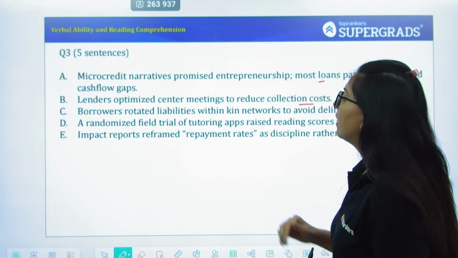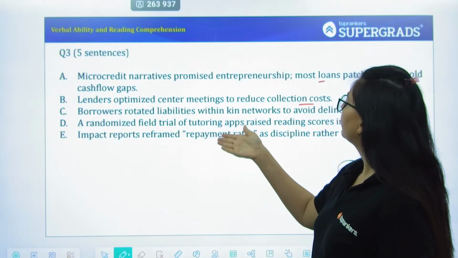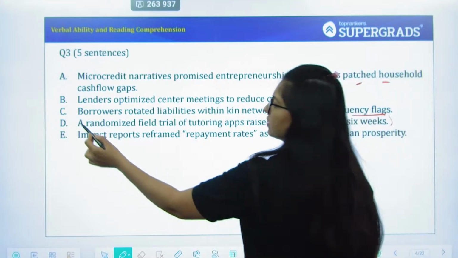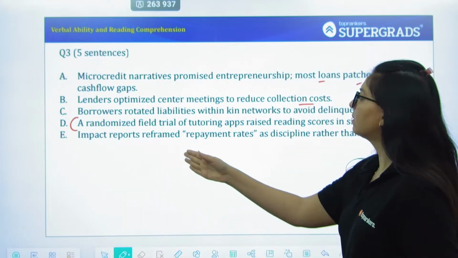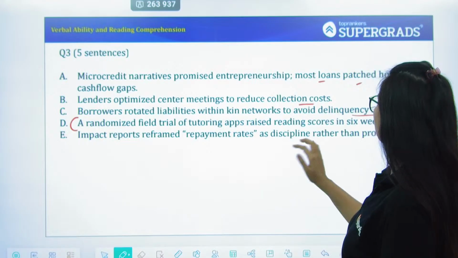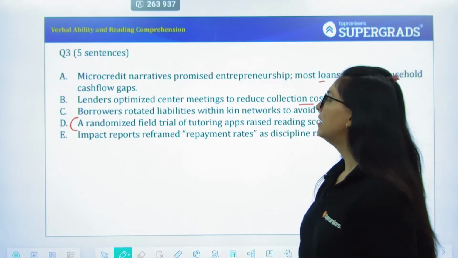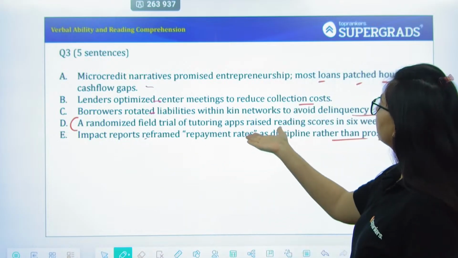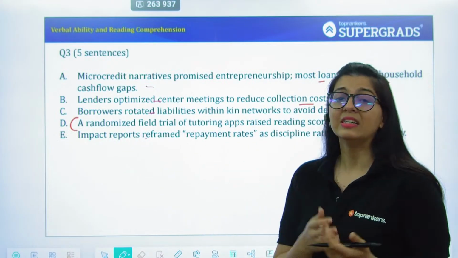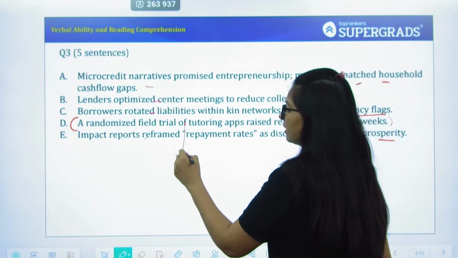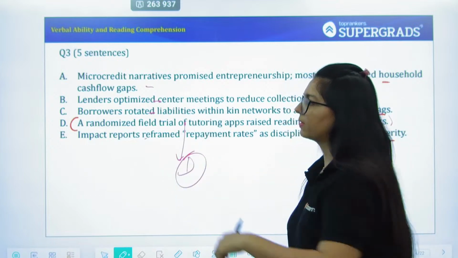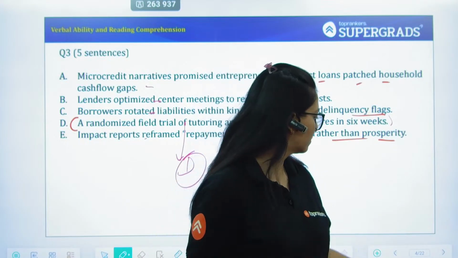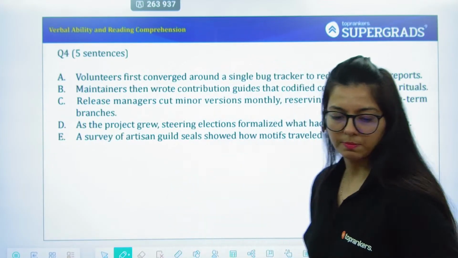A randomized field trial of tutoring apps raised reading scores. Now, this does not speak about cash flow whatsoever. Impacted reports reframed repayment rates as discipline rather than prosperity. So about cash, about cash, about cash, and about cash. But this clearly is about the tutoring app, how it raised the reading score. You know that this will have to be an odd sentence because it doesn't speak in the same context as what the other statements do speak about. The next one, please.